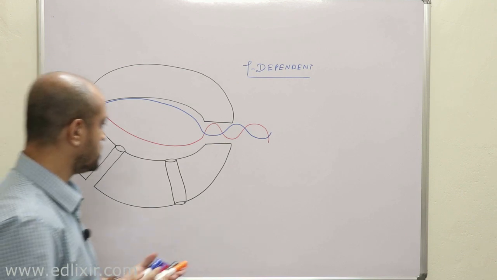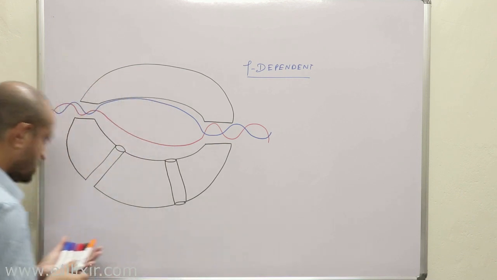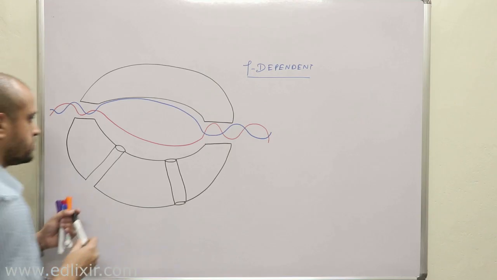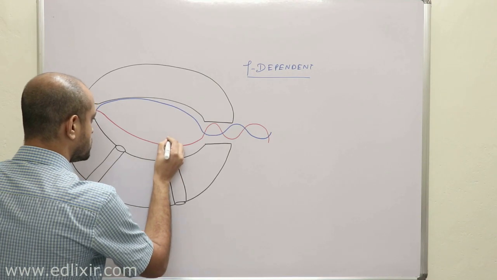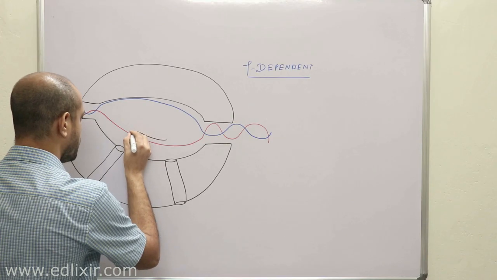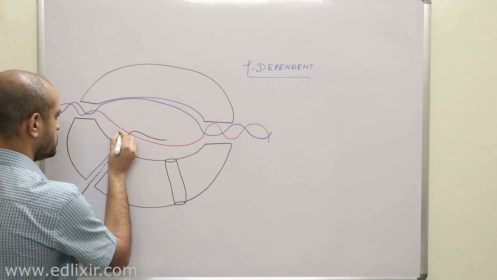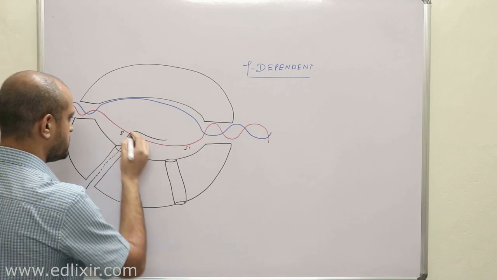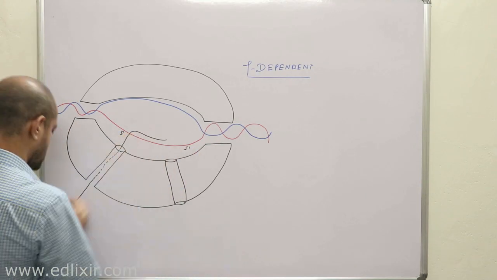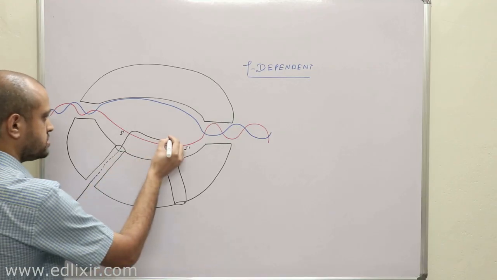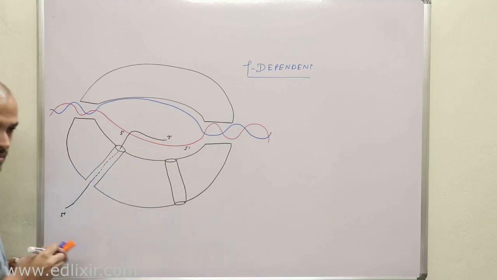We will be talking about Rho-dependent termination, right? Suppose this is the 3' end of DNA, and this is the 5' end of DNA. So therefore, what is this? This is the 5' end of RNA and this is the 3' end of RNA, right?